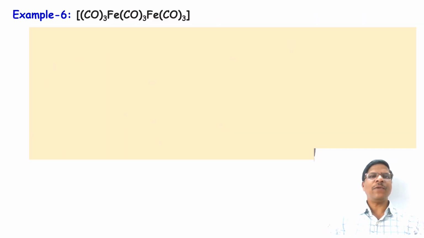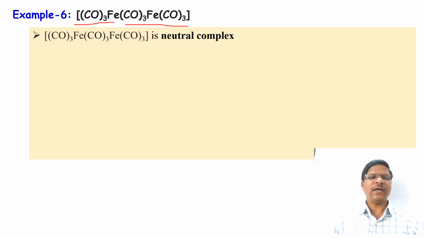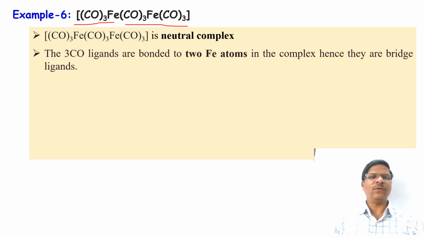So the next example for the IUPAC name of a bridge type of ligand is Fe2CO9, and it can be written as (CO)3Fe(CO)3Fe(CO)3. If you see the coordination compound, it is a neutral complex. So at the center we have 3 carbon monoxides. Between the 2 irons, 3 carbon monoxides are written, and they are the bridge ligands. So we have identified the bridge ligand.